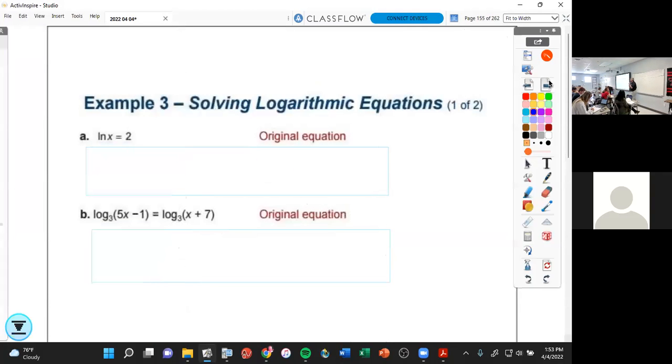We exponentiate both sides when you make both sides exponents. Okay, natural log of x equals 2. Let's solve that. e raised to the natural log of x equals e raised to the second.